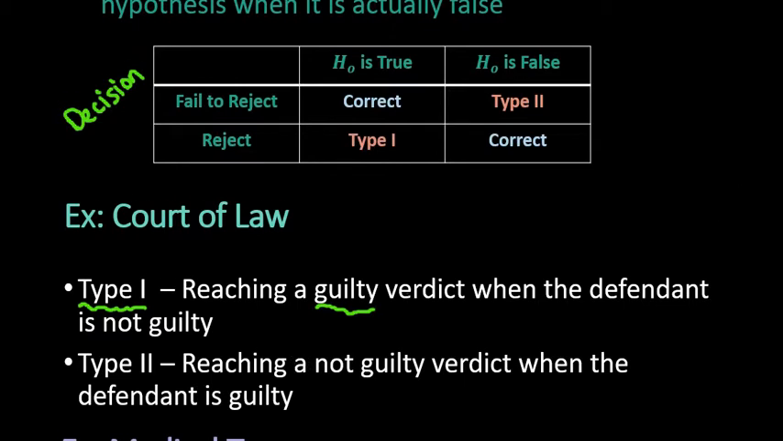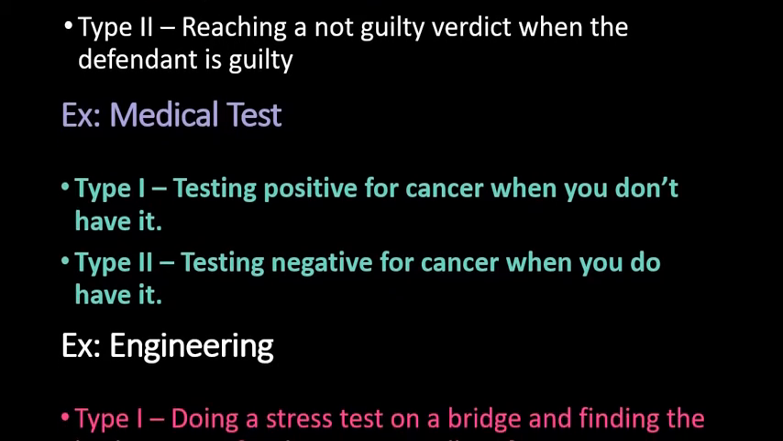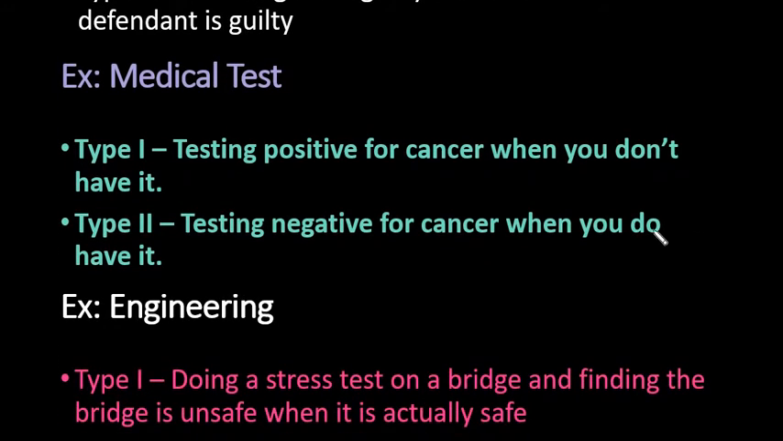Another example that I often give my students in class is a medical test. It could be something like testing for cancer, or if you are pregnant during the third trimester, a test for gestational diabetes. A type 1 error in a medical test would be that you tested positive for cancer when you don't have it, or you tested positive for diabetes when you don't have it.